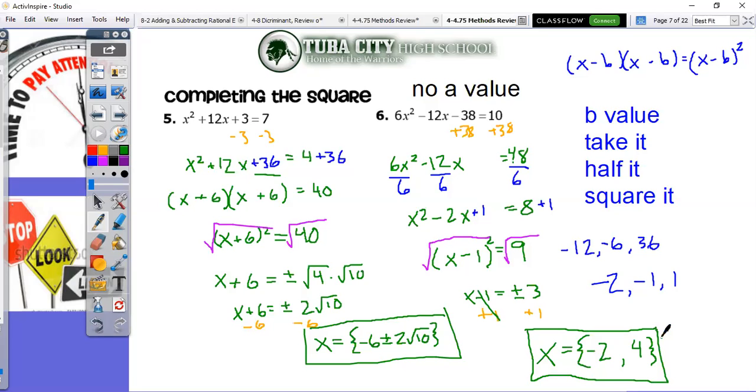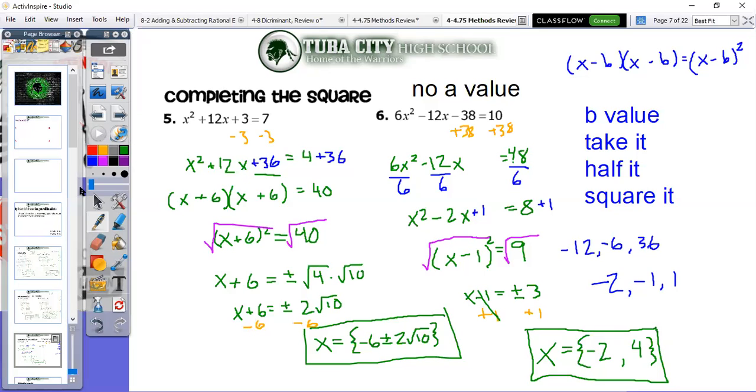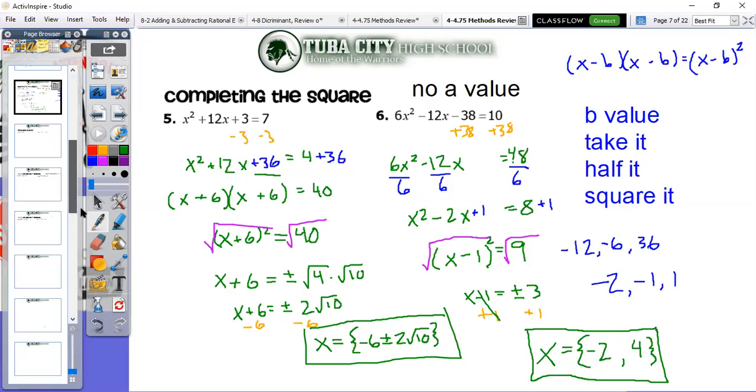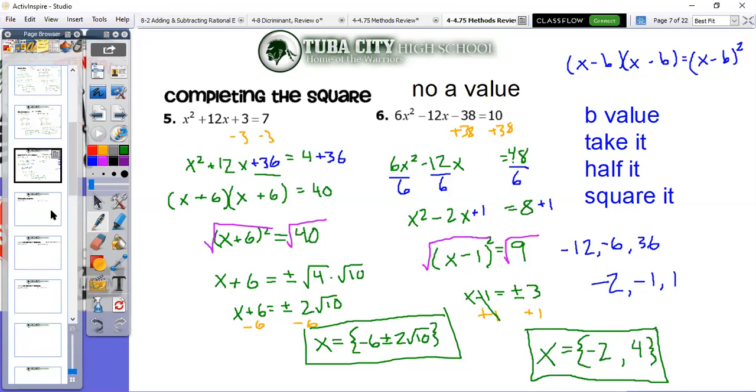So those are my two solutions. Negative 2 and 4 are the solutions I'm looking for. Okay. Now on to the next type of method.